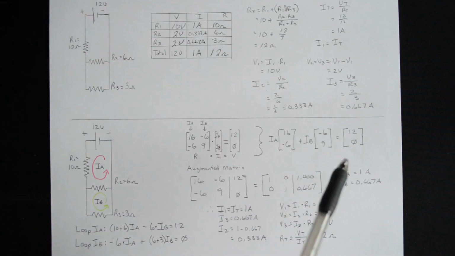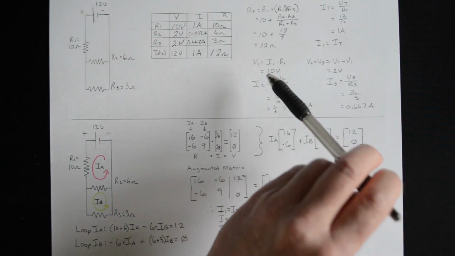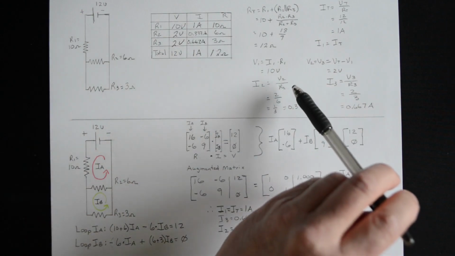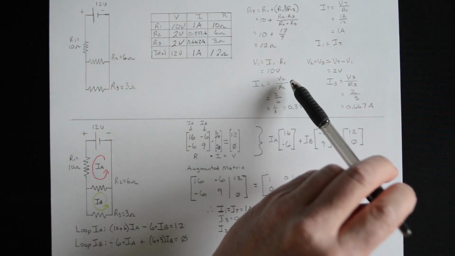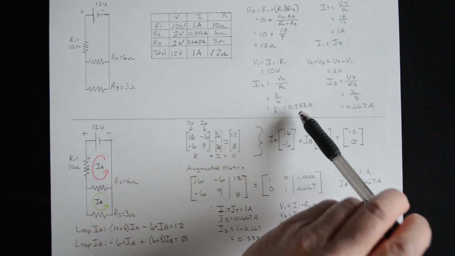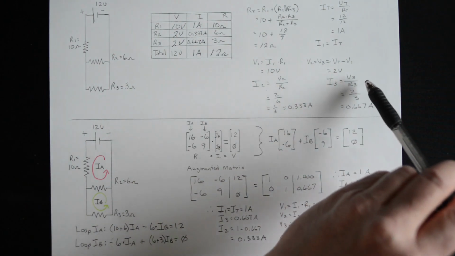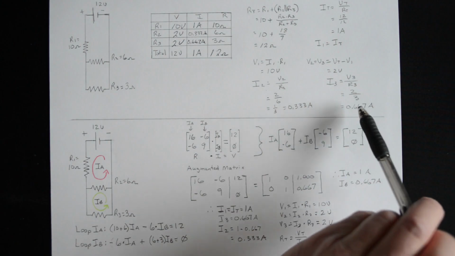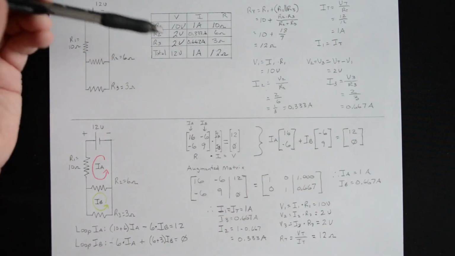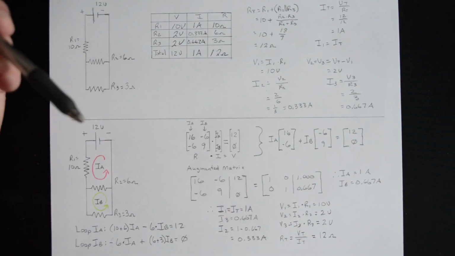Over here, you just need to find I2 and I3 left. I2, just simple Ohm's law, V2 over R2, a third of an amp. And I3, V3 over R3, 2/3 of an amp. And you are done. Very, very simple.